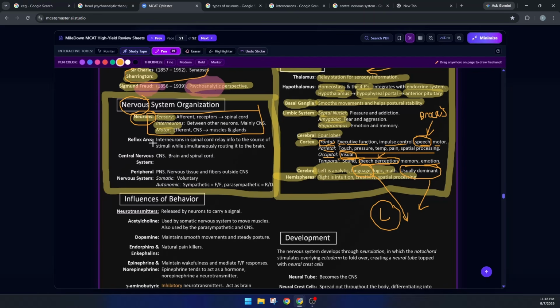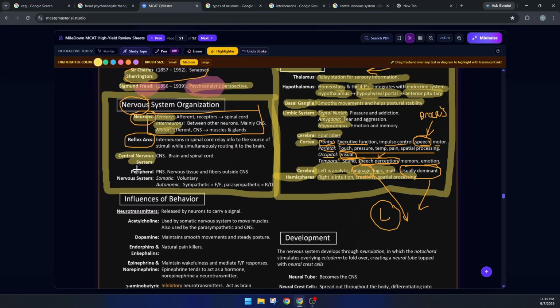Okay, the next thing is reflex arcs. Interneurons in spinal cord relay info to the source of stimuli while simultaneously routing it to your brain. So reflex arcs is basically what I just mentioned earlier about your interneurons being able to quickly relay information.